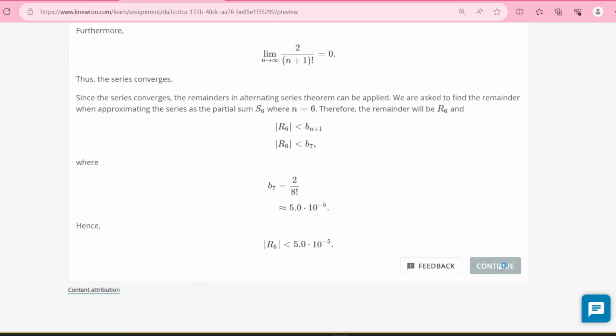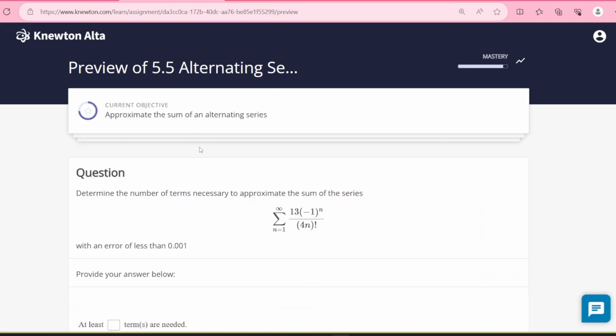Okay, moving on. So this is the other one. We did a problem like this before. So again, it's still bringing back that after adding up the first, capital N terms, the absolute value of the remainder must be less than just the absolute value of the next term of the series.